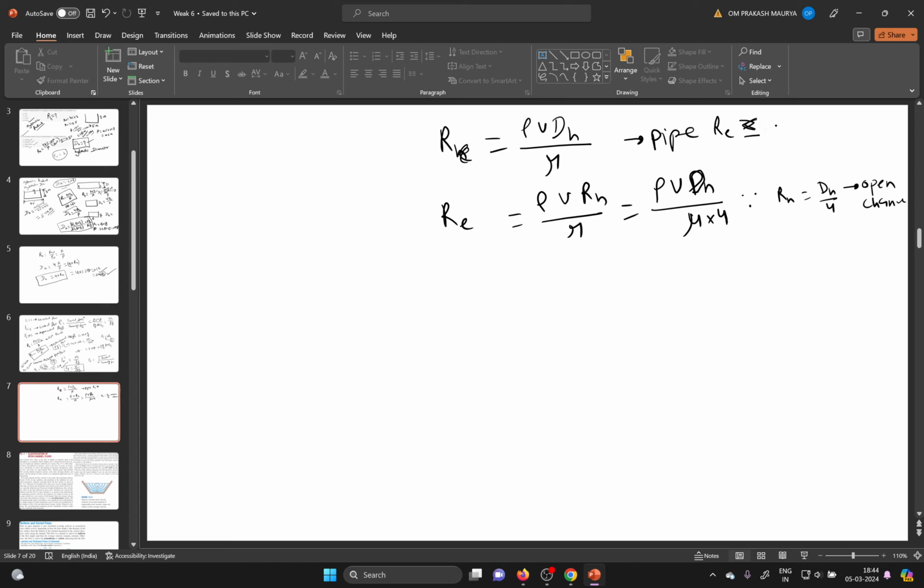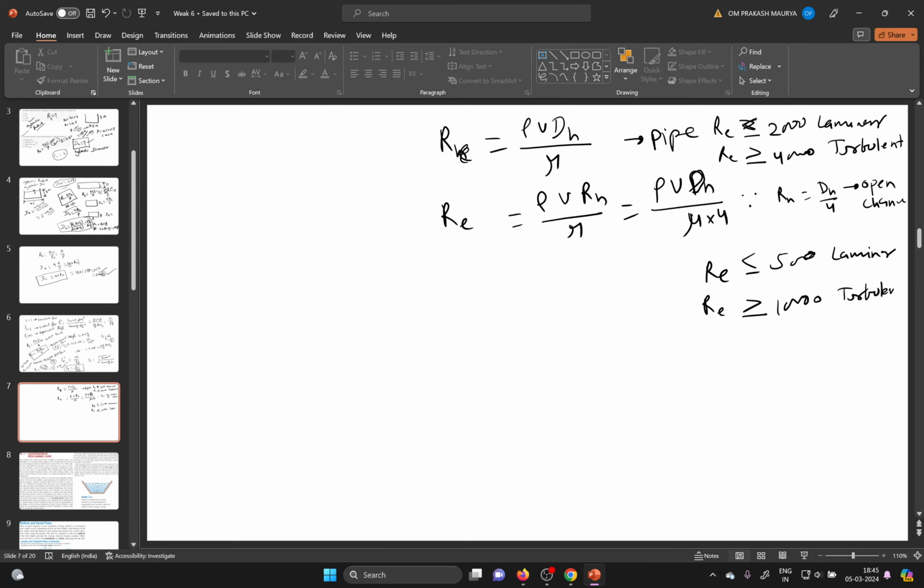Re for laminar should be less than or equal to 2000. Turbulent, Re greater than or equal to 4000. But in case of your open channel, Re less than or equal to 500 is laminar, and Re greater than or equal to 1000 is turbulent. In between is transition flow. Here similarly is the case of transition flow.